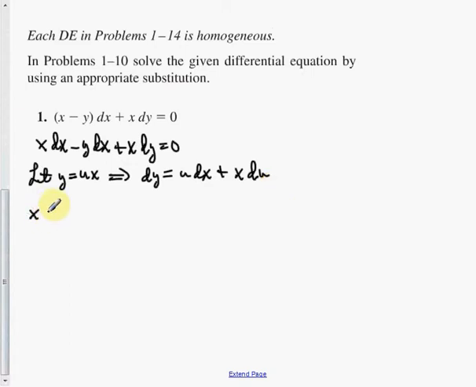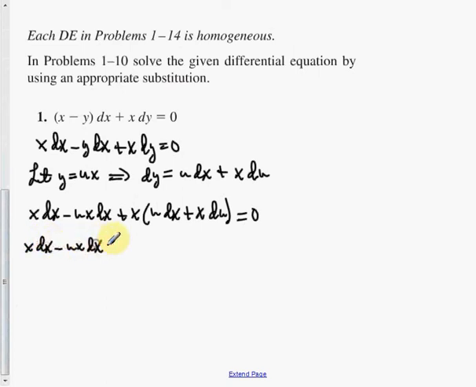So this is x dx, that's the first term, minus here the y, it's going to be ux dx, plus x times the quantity u dx plus x du, equal to 0. We'll just simplify. x dx minus ux dx plus xu dx plus x squared du equal to 0. Now ux dx and xu dx are the same, so they cancel out.